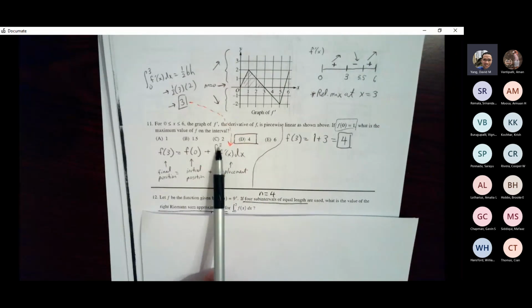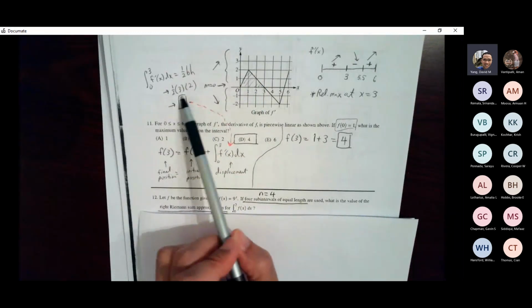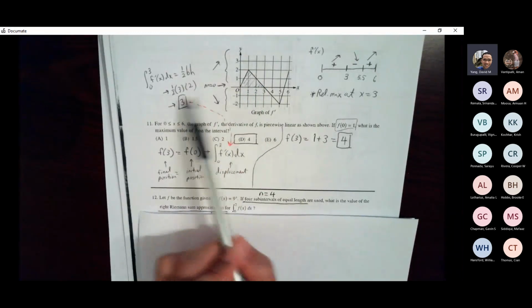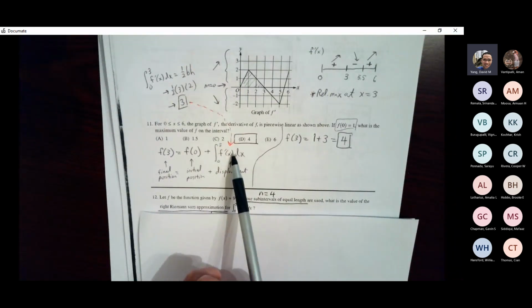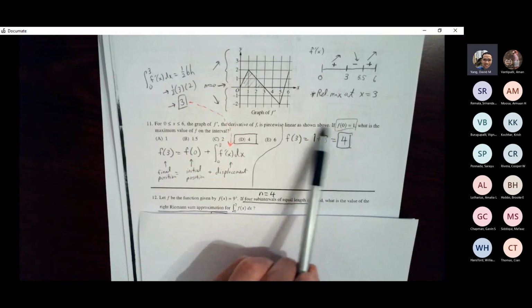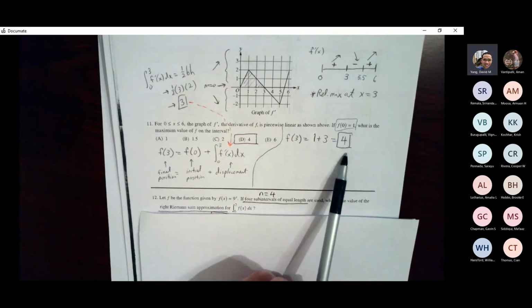So the integral from 0 to 3 of f prime is just the area under this graph. 1/2 base times height, 1/2 times 3 times 2. So the 2's cancel out, I get 3. Insert 3 for my definite integral. 1 plus 3 equals 4, where 1 is f of 0. The definite integral is 3, so the result of that will be 4.